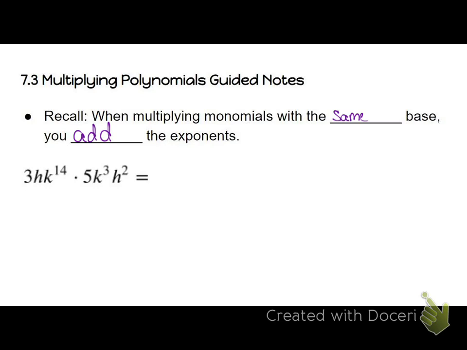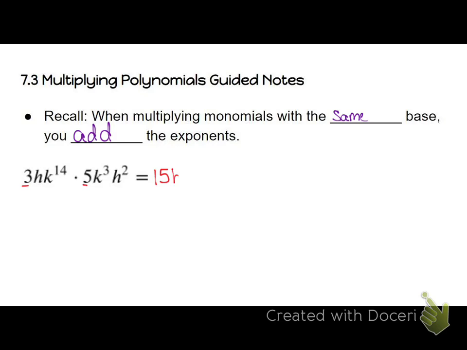So we've already done this type of problem. When I go to simplify this, what do I do first? I'm going to multiply. First I multiply my coefficients. What does 3 times 5 equal? 15. So I write my coefficient down. Then I look at my exponents and find exponents with the same base, and put them in alphabetical order. Here they're kind of flipped, and that's okay. What comes first, H or K? H. Now I have the same base and the same base. According to my notes, if I have the same base, I add the exponents. So when I add my exponents together, what am I going to get?